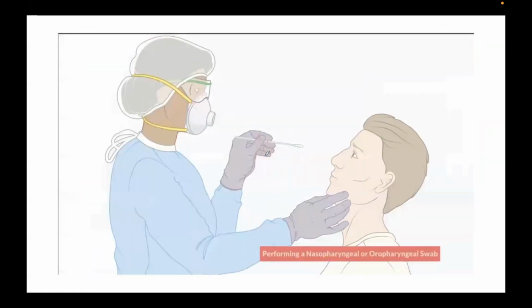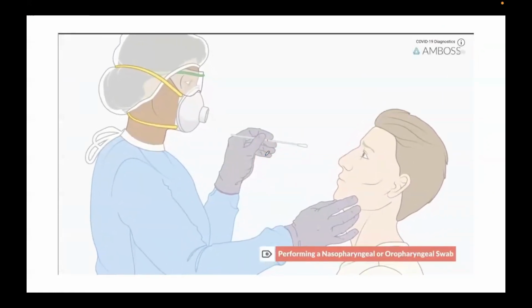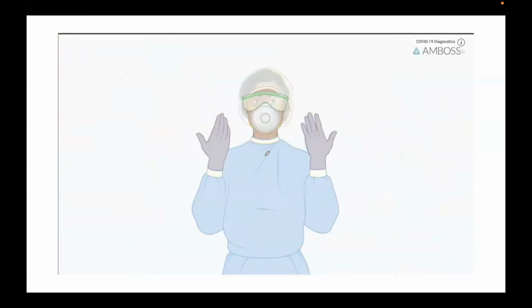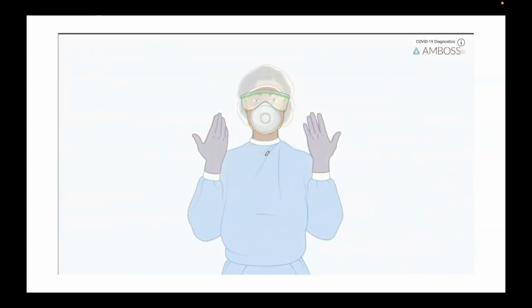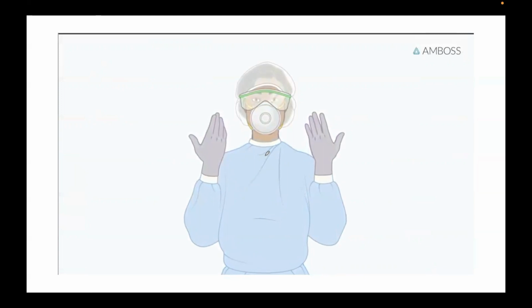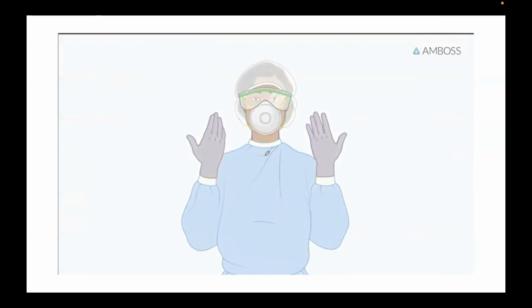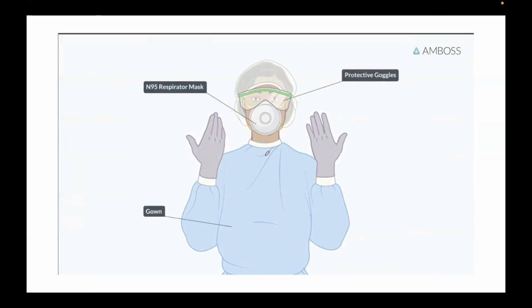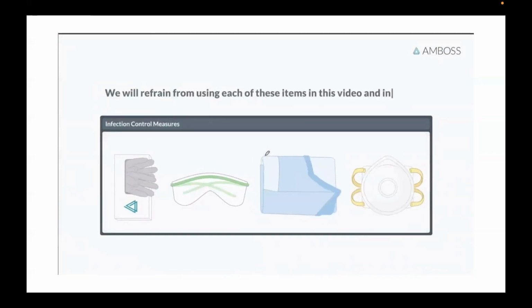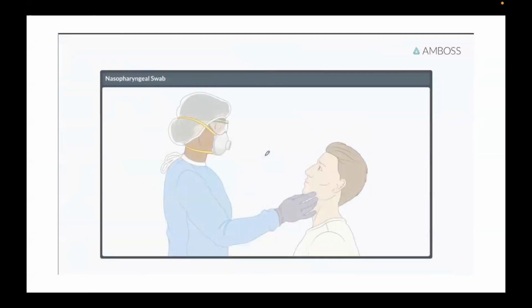COVID-19 diagnostics, performing a nasopharyngeal or oropharyngeal swab. It is essential to follow proper infection control measures when samples are collected from patients with a suspected coronavirus infection. Among other things, the examiner should wear an N95 respirator mask, gown, protective goggles, and gloves. To save resources, we will refrain from using each of these items in this video and instead only show the technical details of sample collection. Let's begin with the nasopharyngeal swab.